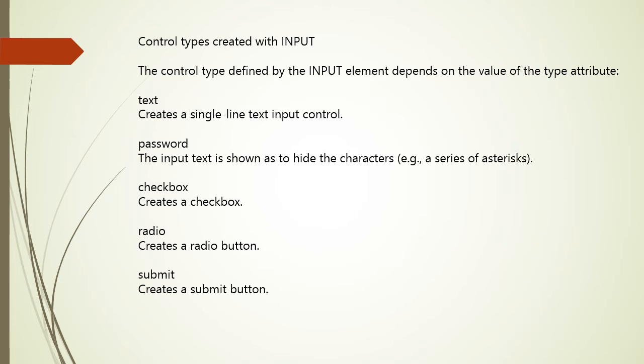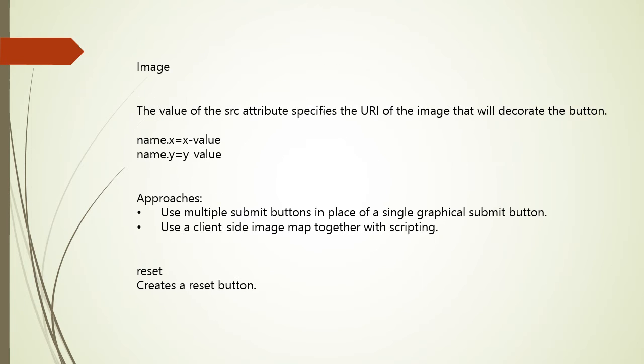Okay. Next is checkbox. It creates a checkbox. Radio. It creates a radio button. Submit. It creates a submit button. Image. It creates a graphical submit button. The value of the src attribute specifies the URI of the image that will decorate the button. For accessibility reasons, you should provide alternate text for the image via the alt attribute.